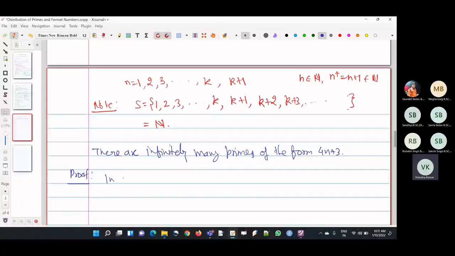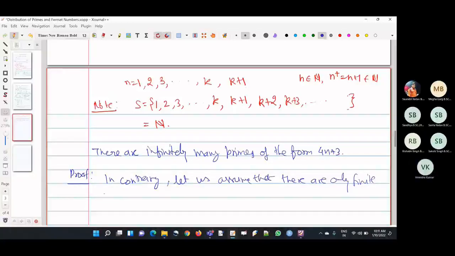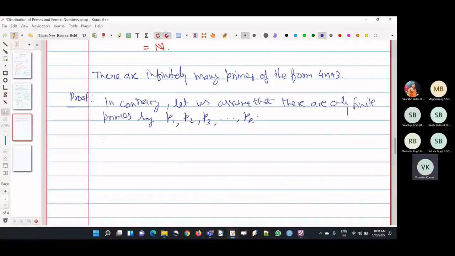So on the contrary, let us assume that there are only finitely many primes of the form, let us suppose finite primes, say p1, p2, p3 up to pk. So let us construct another number with the help of these primes.